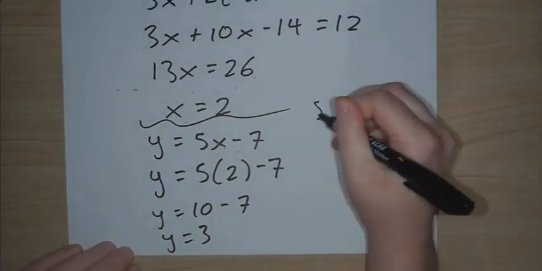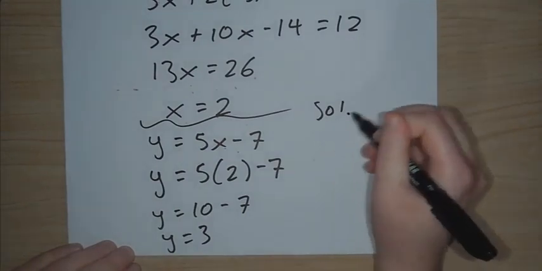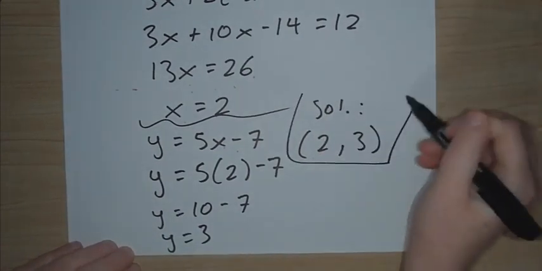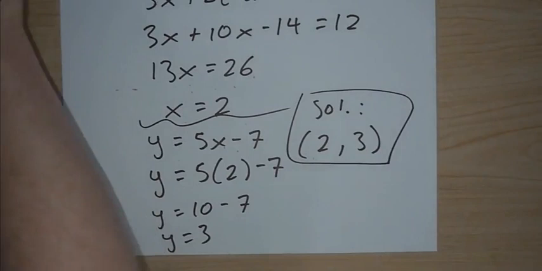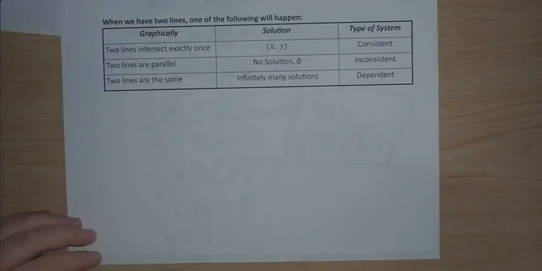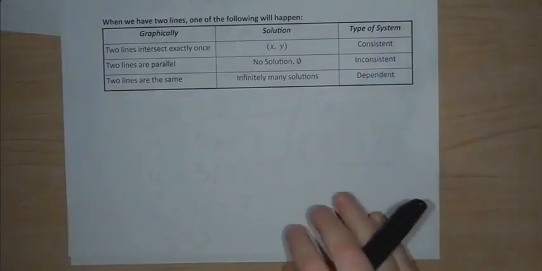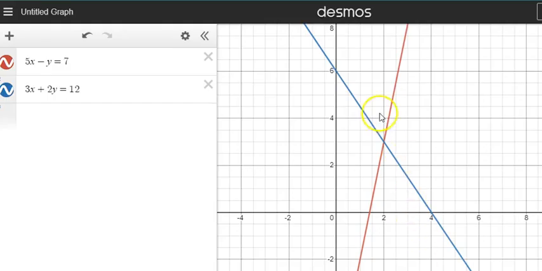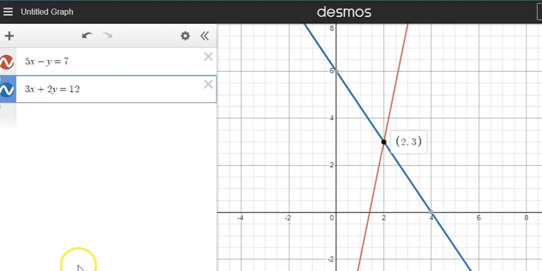So our solution then, these two lines do intersect at the point 2, 3. So it's what you would consider then to be a consistent solution, consistent system. And if we graph it, we can see we have in red here 5x minus y is equal to 7, and 3x plus 2y is equal to 12. And they intersect at the point 2, 3. Lines can only intersect at one point.